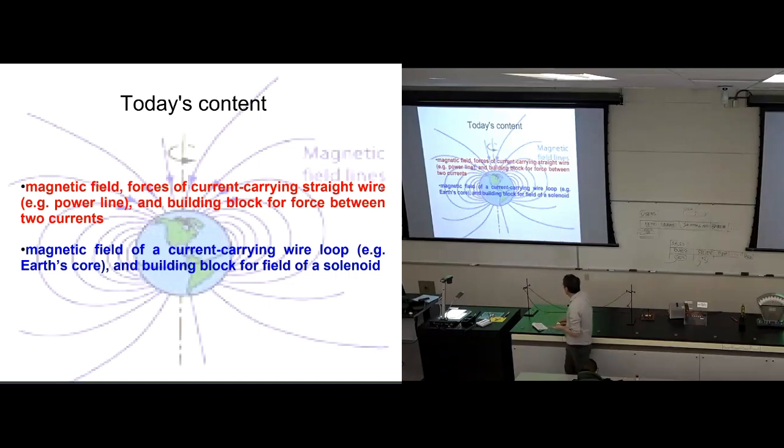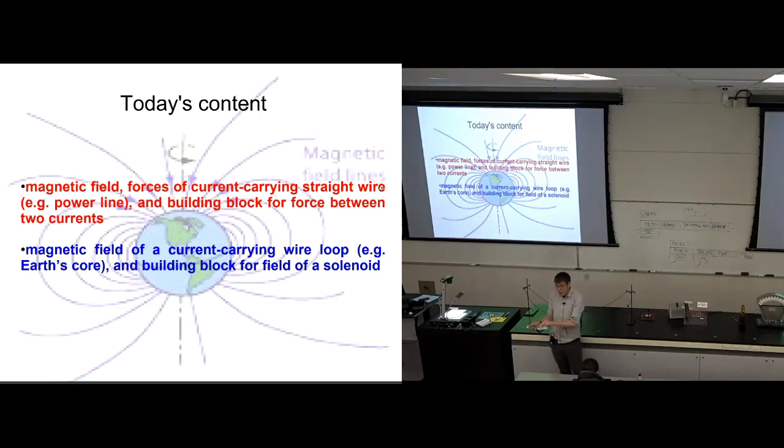Today's class, I'm going to move on to the origins of the magnetic fields that we worked with in the last class. I'm going to talk about two problems in this class. One is the magnetic field of a current-carrying straight wire. An example of that might be a power line that carries power to your home. The other is the magnetic field of a current loop. That might be, for example, the Earth's core, an iron current loop that creates a magnetic field.